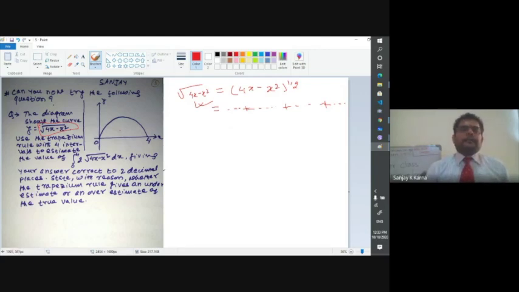First of all, it says that the diagram shows the curve y equals the square root of 4x minus x squared. Use the trapezium rule with 4 intervals to estimate the value of this integral, or the area, giving your answer correct to 2 decimal places, and then state with reason whether the trapezium rule gives an underestimate or overestimate of the true value.